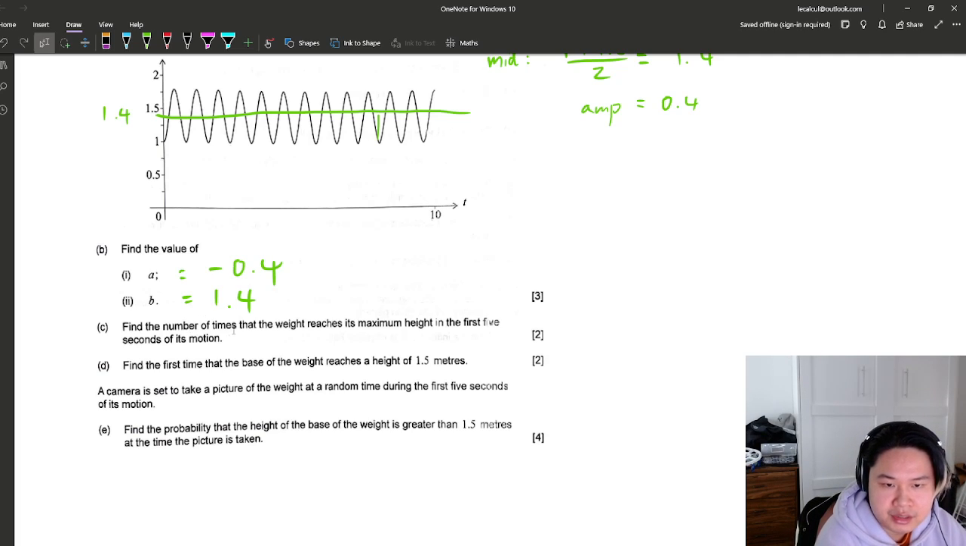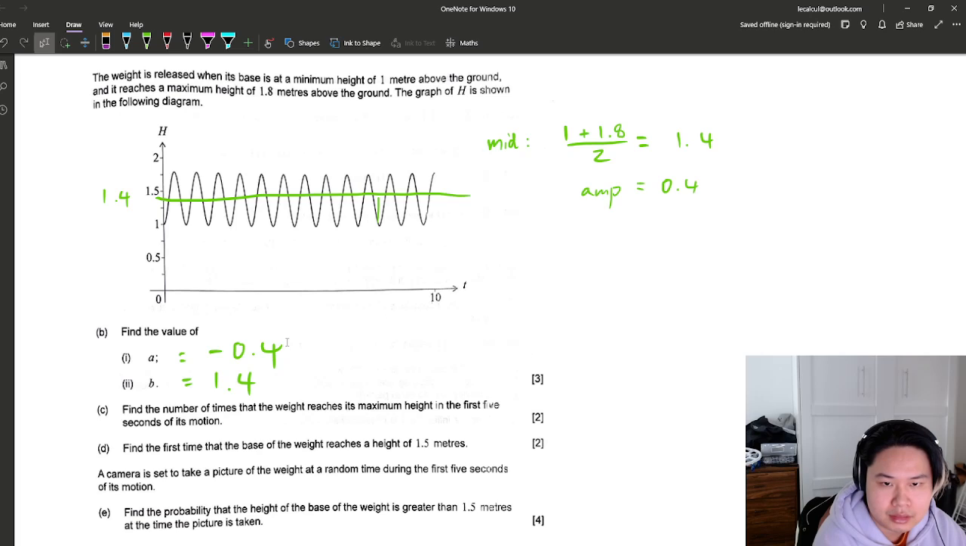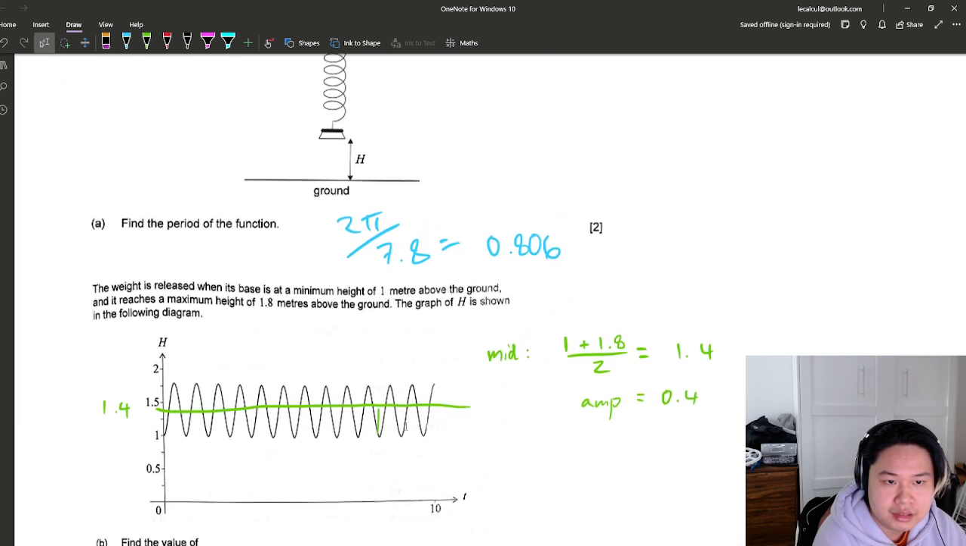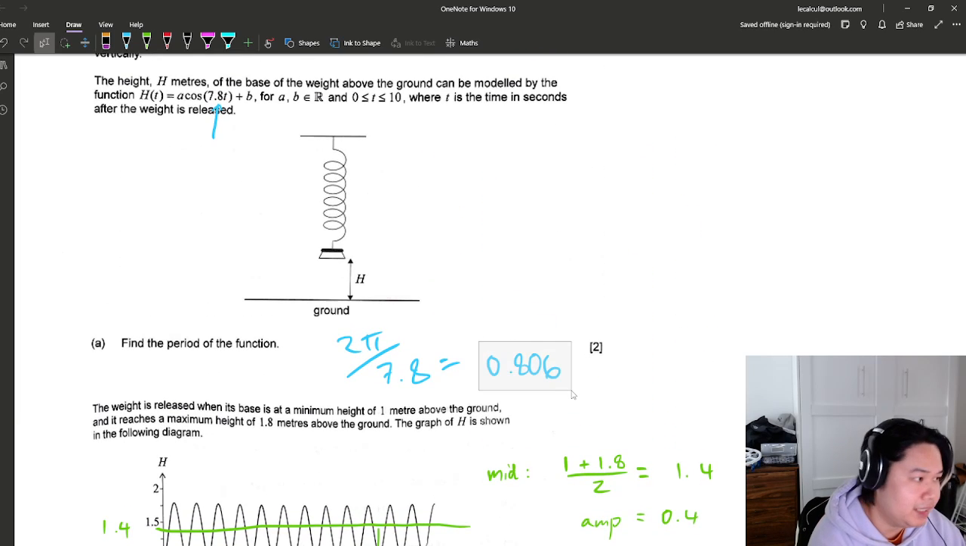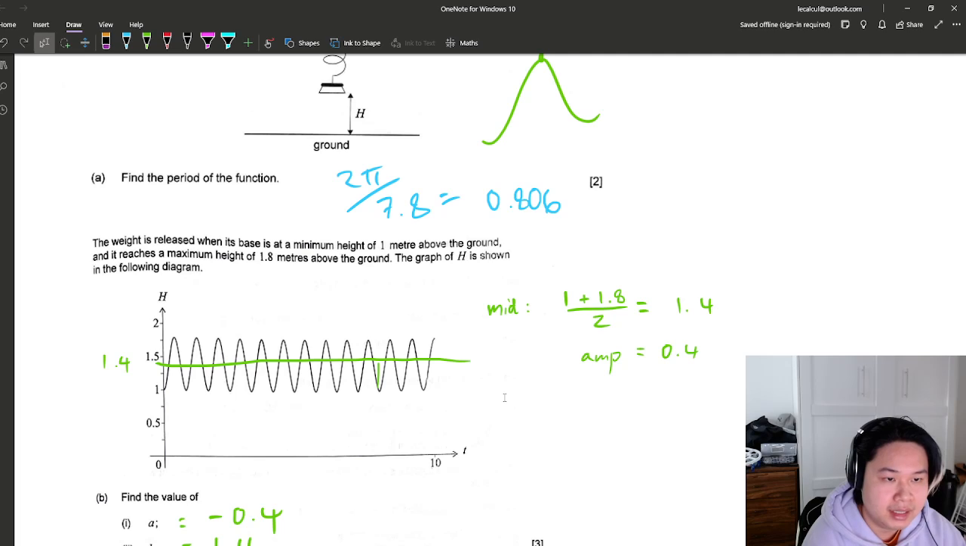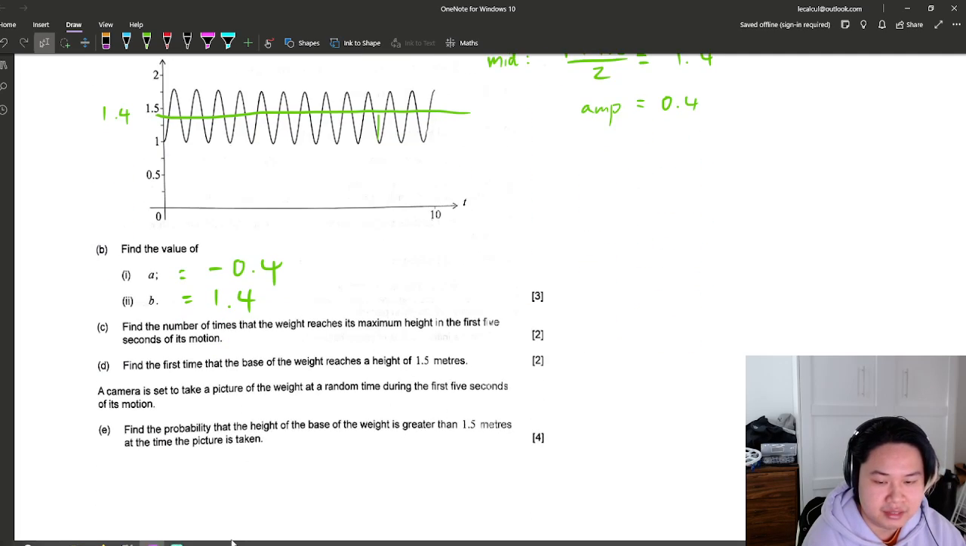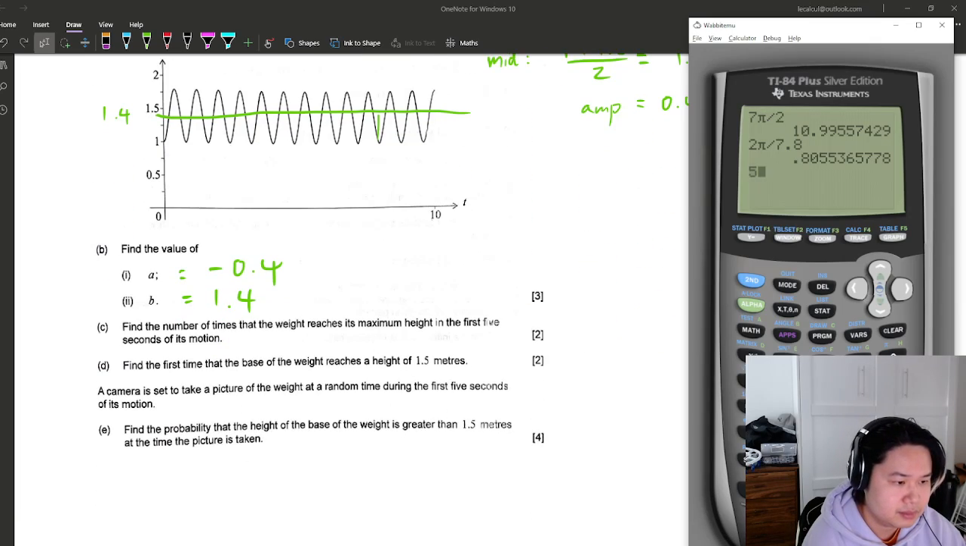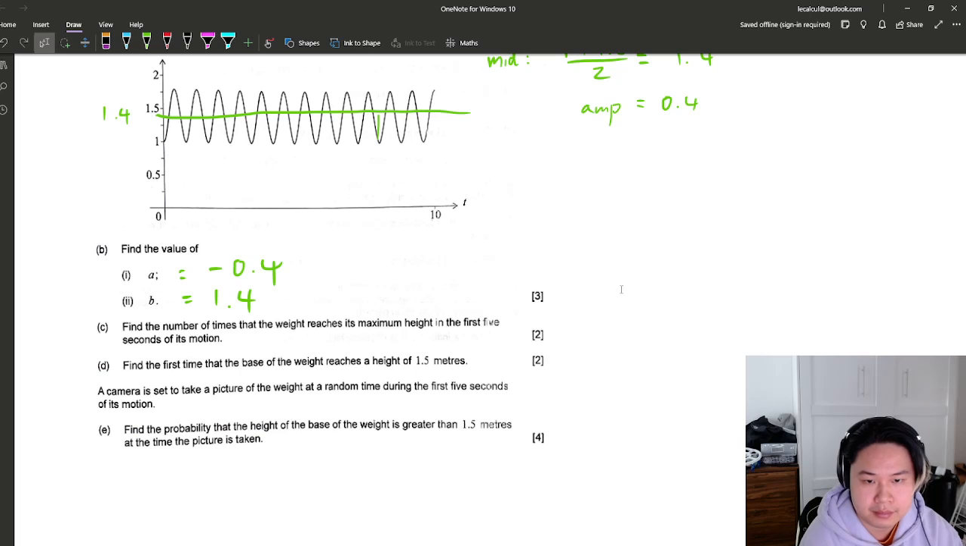Okay, find the number of times that the weight reaches its maximum height in the first 5 seconds of its motion. Okay, so we know that in 0.8 seconds we have a complete period, which means that it reaches the maximum once. So we just need to take 5 seconds and divide by our period, and then we round down to 6 times.